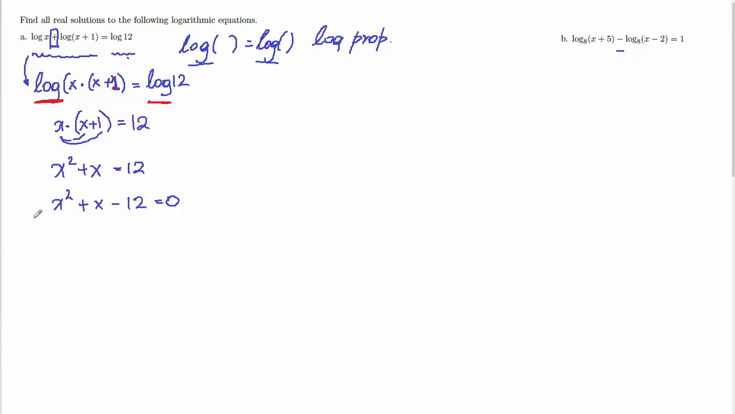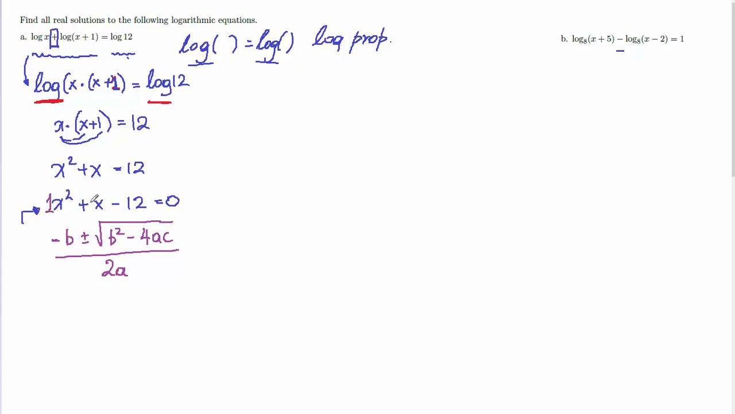And now I have a very well-known quadratic equation that I can solve using any method that I already know, either factoring or the quadratic formula. I'm going to do it with the quadratic formula only because I don't know if I have real solutions for this equation. So the quadratic formula tells me it is negative b plus or minus the square root of b squared minus 4ac, divided by 2a. So remember your quadratic formula. In this case the b is 1, the c is negative 12, the a is 1.